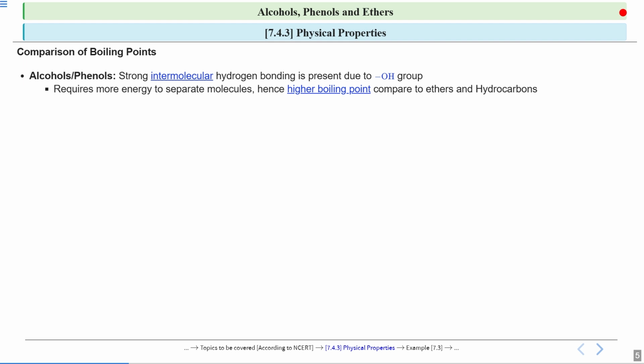Boiling point means that when you have to boil any substance, first you have to bring the temperature to its boiling point. After increasing the temperature to its boiling point, it changes into the gas phase. So the important thing is first you have to raise the temperature to its boiling point. That is the case of alcohols and phenols: the boiling point is higher if we compare it to ethers and hydrocarbons.